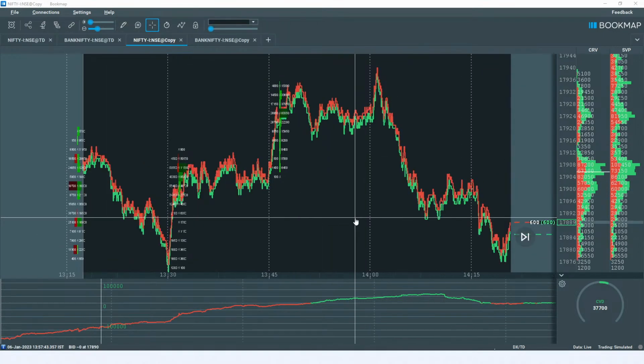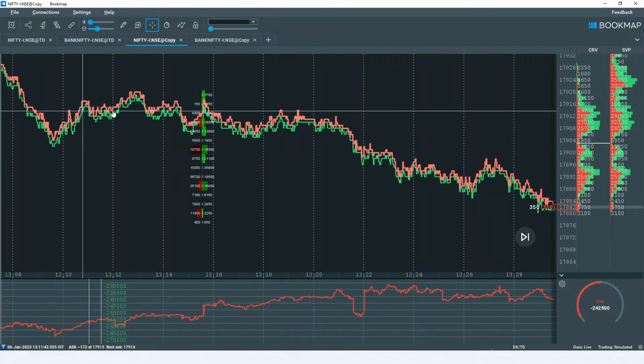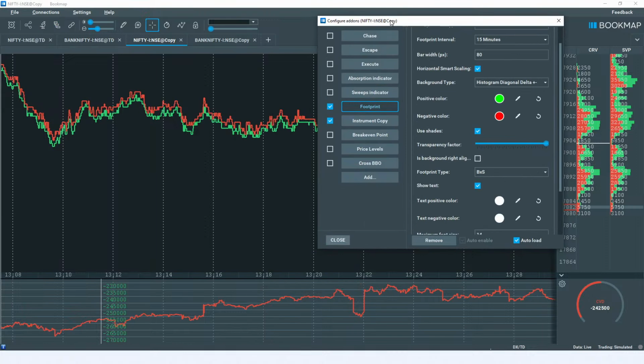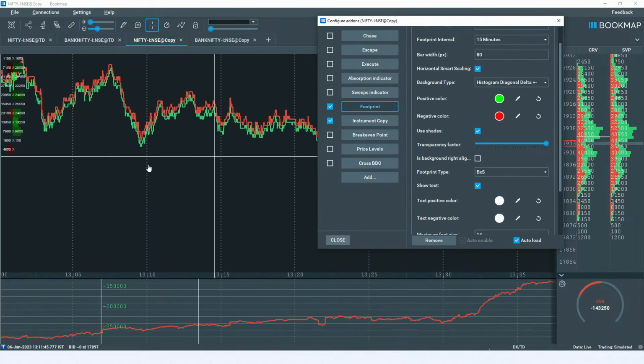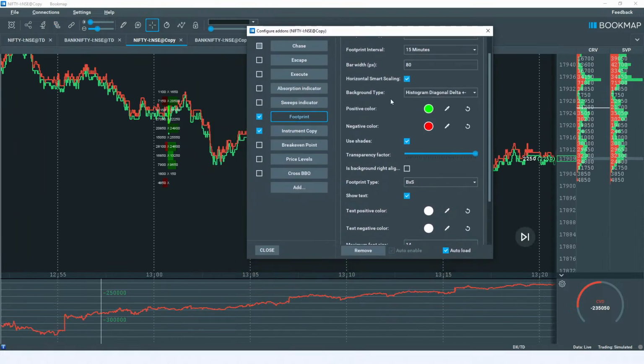Just a moment. Yeah, this is one of the good examples. As you can see, when we select diagonal delta, it will show the chart for selling separately and for buying separately. We don't want to look into this kind of information. There are people who monitor this as well, but personally I use histogram delta plus and minus.